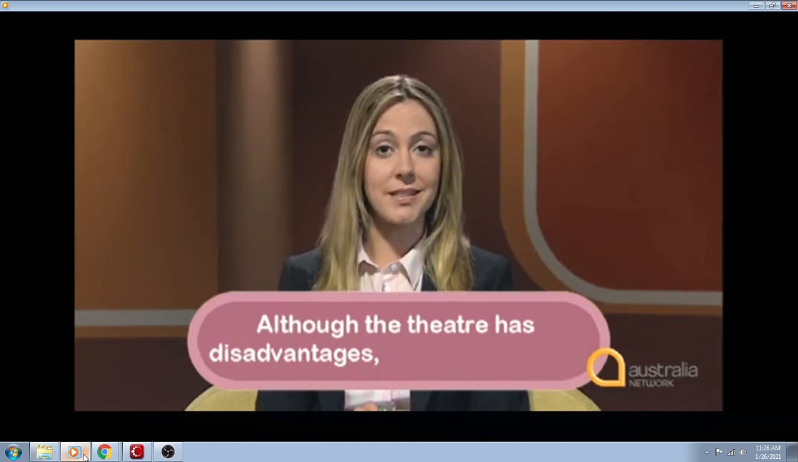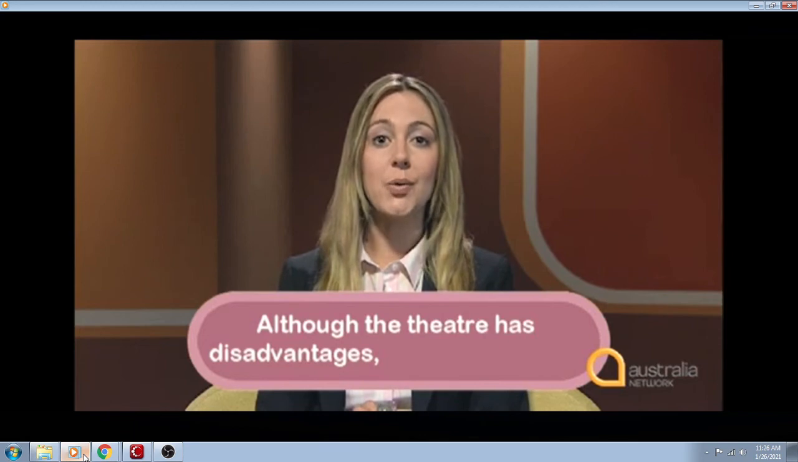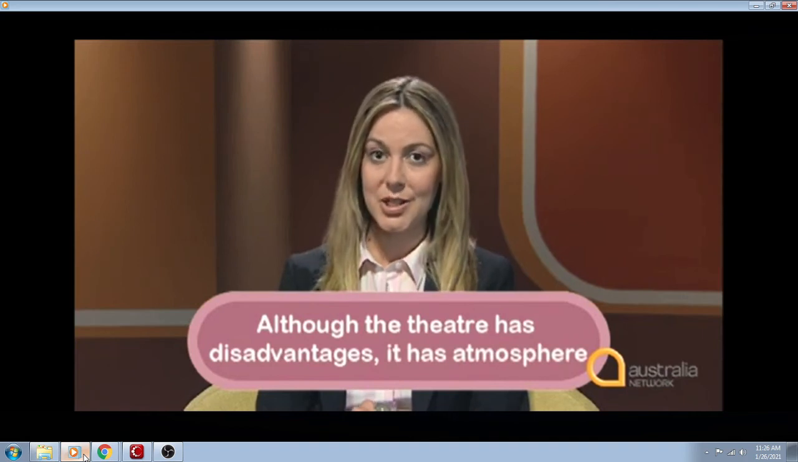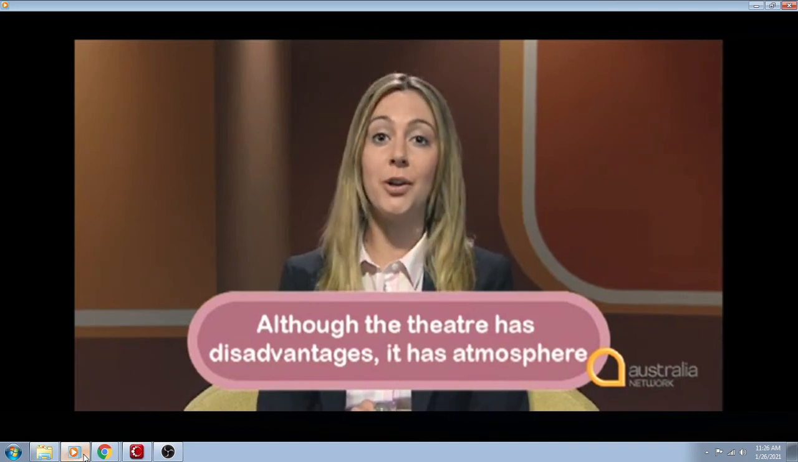Although the theatre has disadvantages is what is called a dependent clause. It depends on a simple sentence, it has atmosphere, to become complete and form a complex sentence.